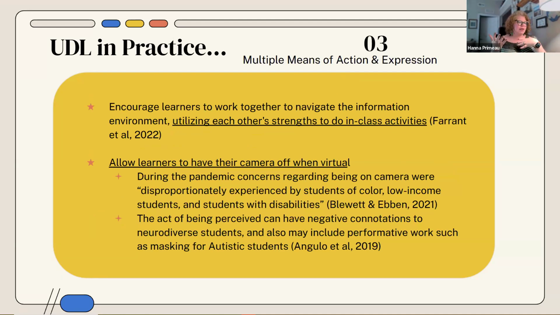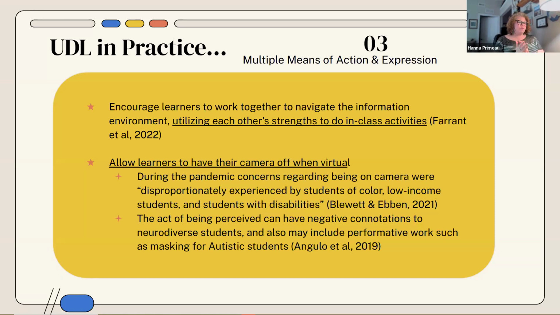So what does this look like in practice? I've bounced too many slides on my own personal notes. Here we go. In multiple means of action and expression, we're also talking about utilizing each other's strengths to do in-class activities. Remember, there's one brain with many versions, and supporting the fact that there are many versions of that brain means encouraging each other to focus on their strengths. Oh, you're very good at X? Well, I'm good at Y. Let's pair up together and work on this. Rather than maybe the thought of the smart kid being forced to work with someone who's struggling, it's we all have our strengths. Let's work on those together.